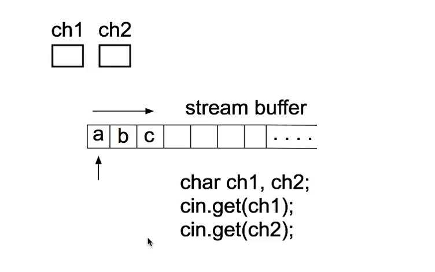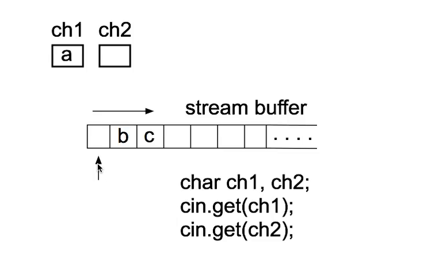Okay, so when our program starts up, let's say that these are the first few statements in our program. We set aside memory for CH1, which is a char. There it is right there. Then we set aside memory for another char called CH2, and there it is right there. So when we reach this first cin.get statement, that will remove the first character from the buffer and store it at memory location CH1. So the A goes from the buffer into CH1.